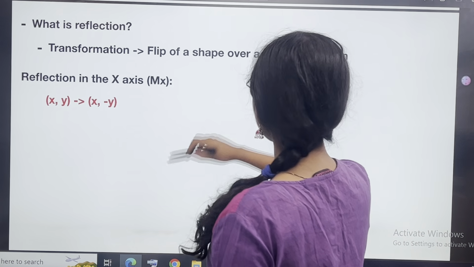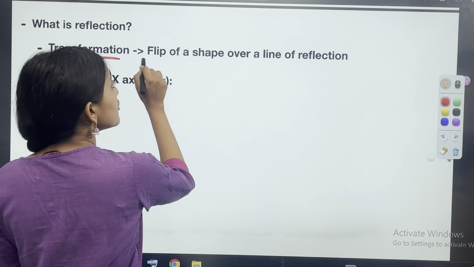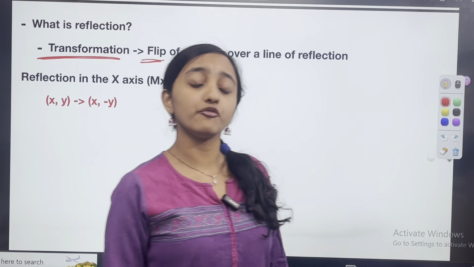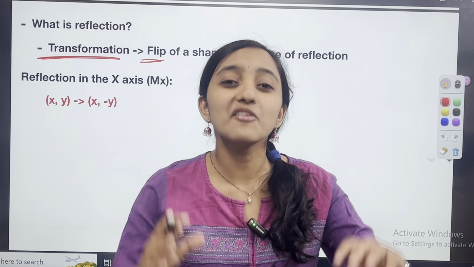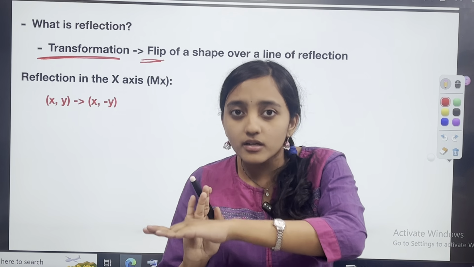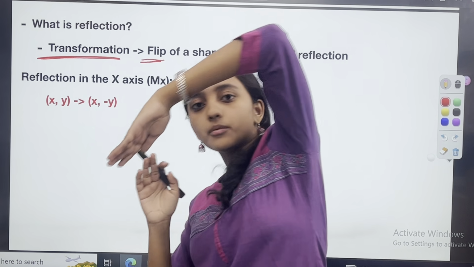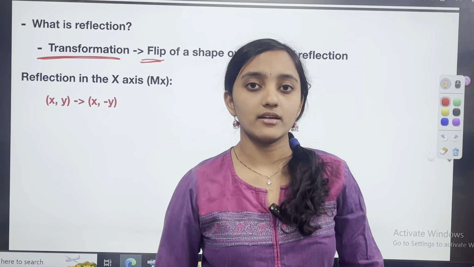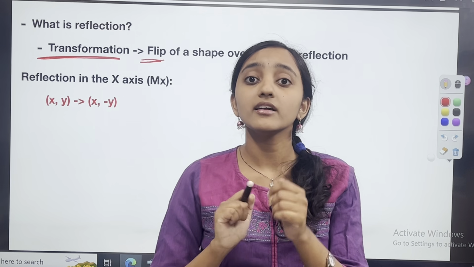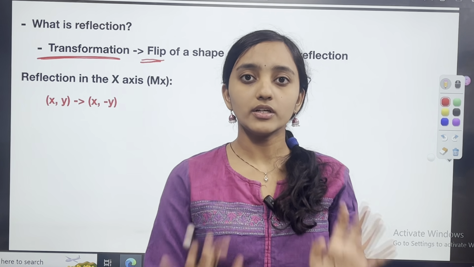So basically what happens in reflection, it is a transformation. Okay, that is a flip of a shape over a line of reflection. So you have various lines of reflection. Basically, there are various places in which you're actually keeping the so-called mirror. You could keep it on the x-axis, you could keep it along the y-axis, you could keep it along some other line, you could keep it anywhere. And how that particular point is reflecting on the other side, flipping, transforming, that is what we are going to be doing only in this chapter.